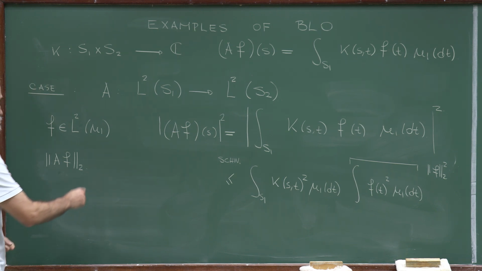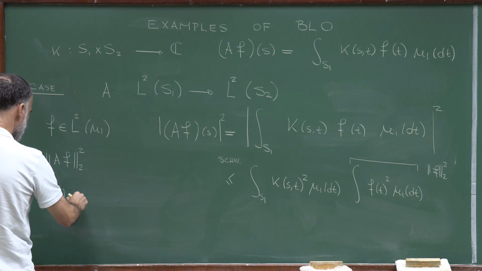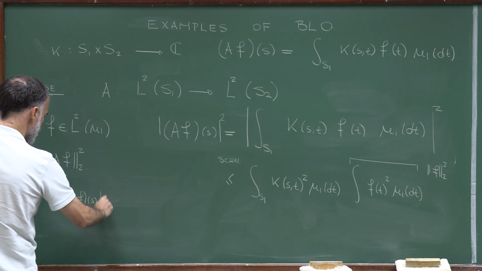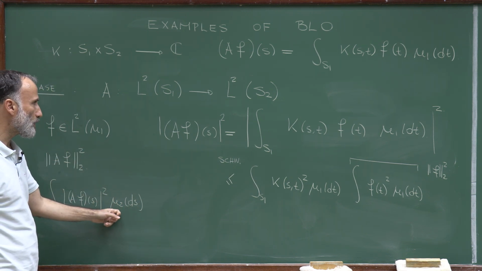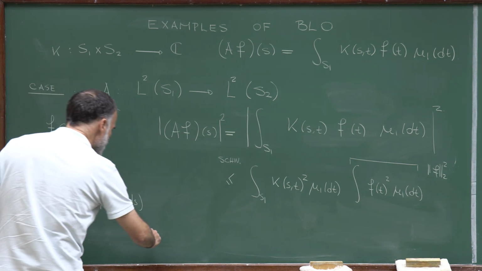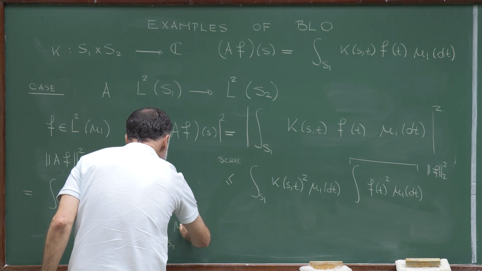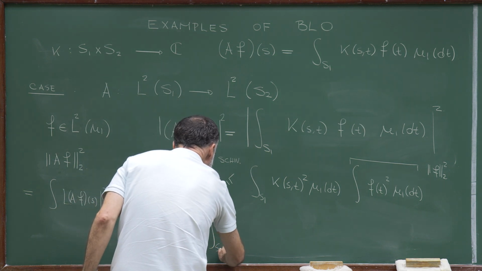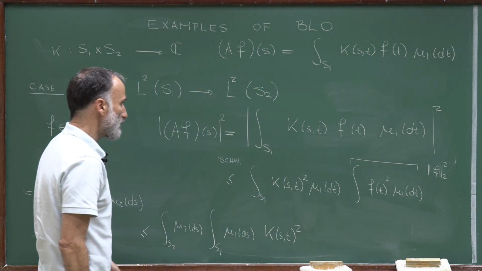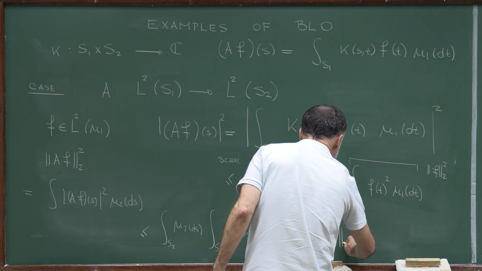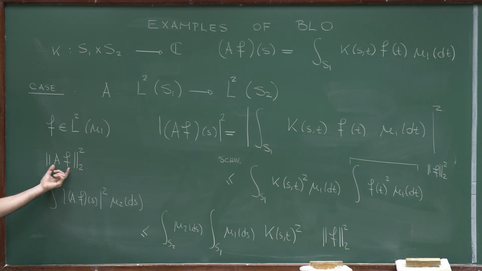We want to estimate its norm squared. So let's take the square. The norm squared is just the integral of |Af(s)| squared mu2(ds). So we take the integral with respect to mu2 of this inequality to get that this expression is bounded by this integral. So what we get is the integral over S2 of mu2(ds), the integral over S1 of mu1(dt), K(s,t) squared, times the L2 norm of f squared. So we have here an inequality of the L2 norm of Af in terms of the L2 norm of f.